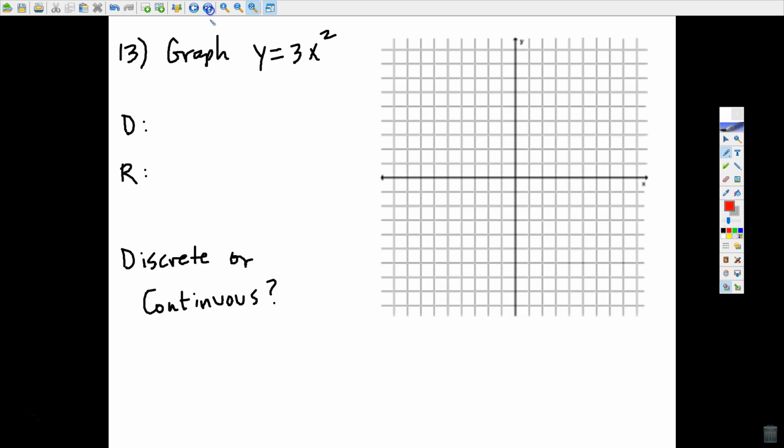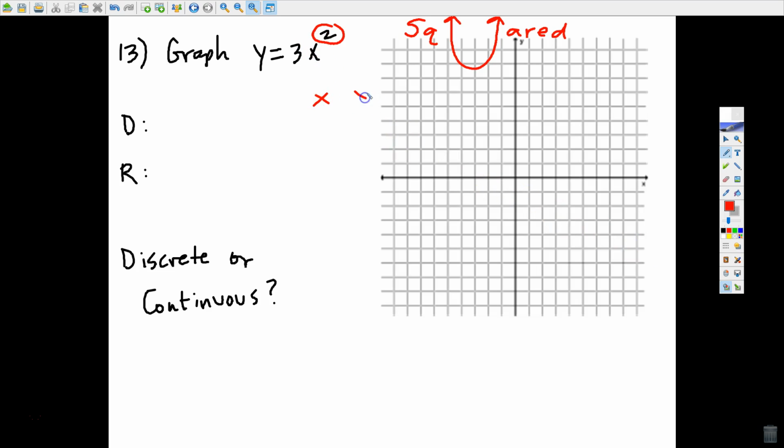Okay, moving on to number 13. Let's graph this quadratic equation, y equals 3x squared. Remember, if it's x squared, you can always remember what the graph should look like. Just think of the u and the word squared. The word quadratic literally means squared. And this is a quadratic function, and it's got to produce a u shape when it's graphed. It's got to.